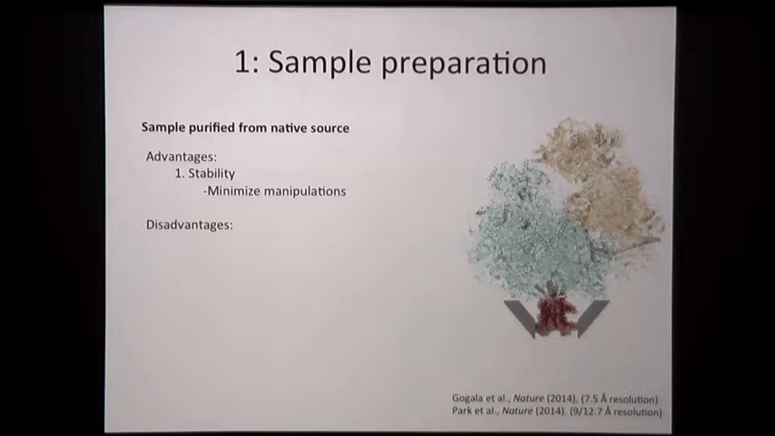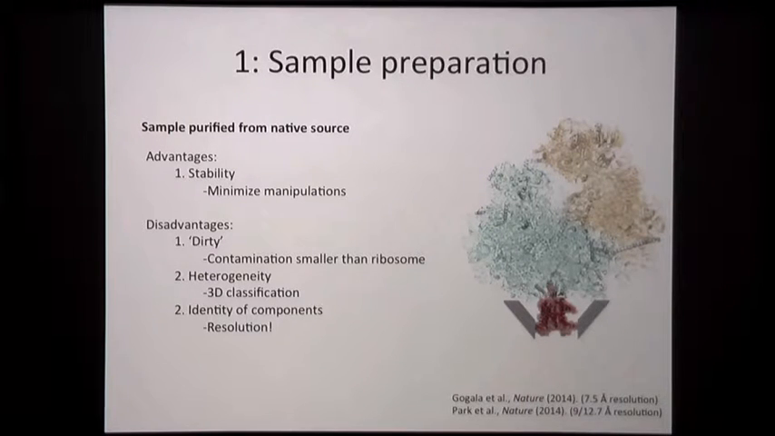The problems with using a native sample are many, but the main ones are that they're just not as clean as something you can make recombinantly, there's inherent heterogeneity in the sample, and you have the added burden of trying to identify the components in your final EM map. But we figured that there are strategies to overcome all of these problems. At the end of the day, having a sample that was very, very stable would be more important than trying to deal with these issues downstream.